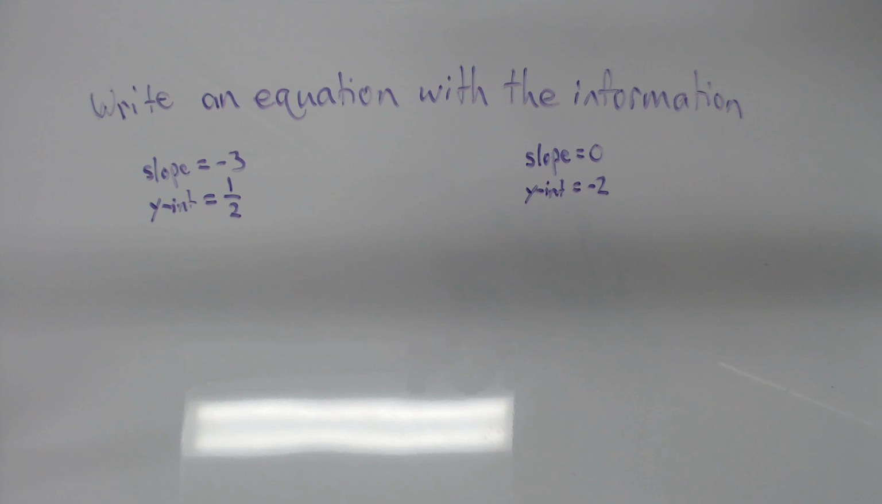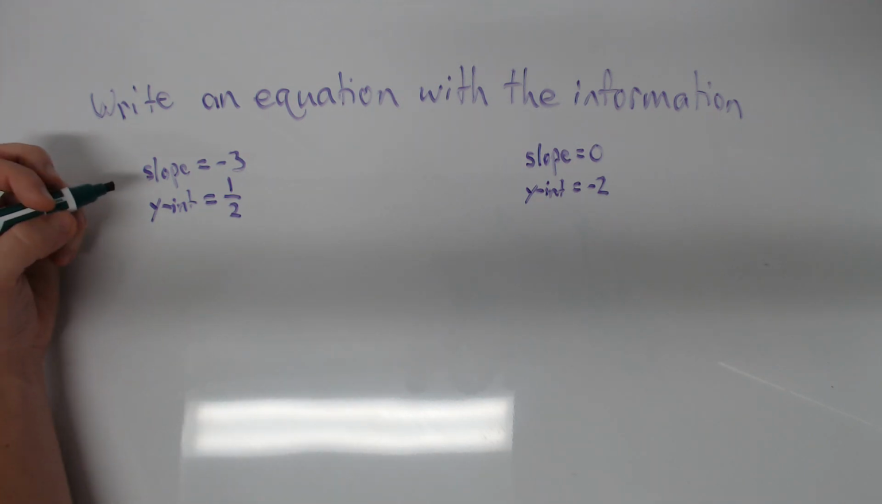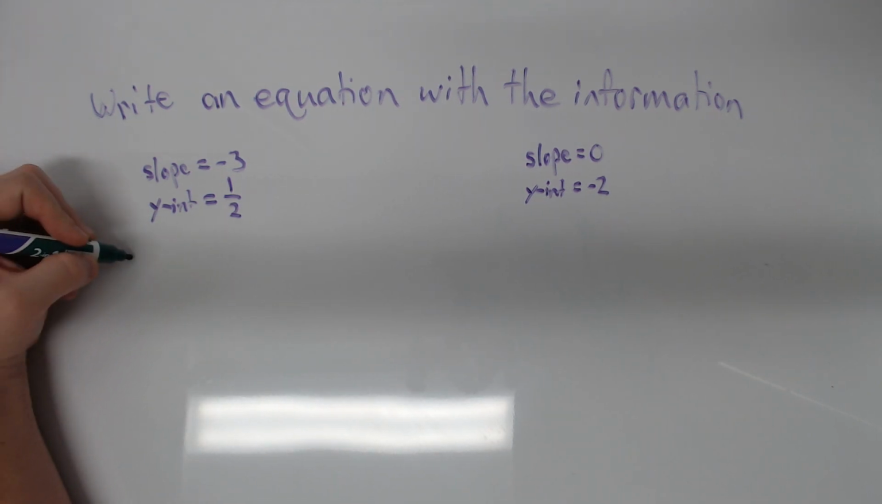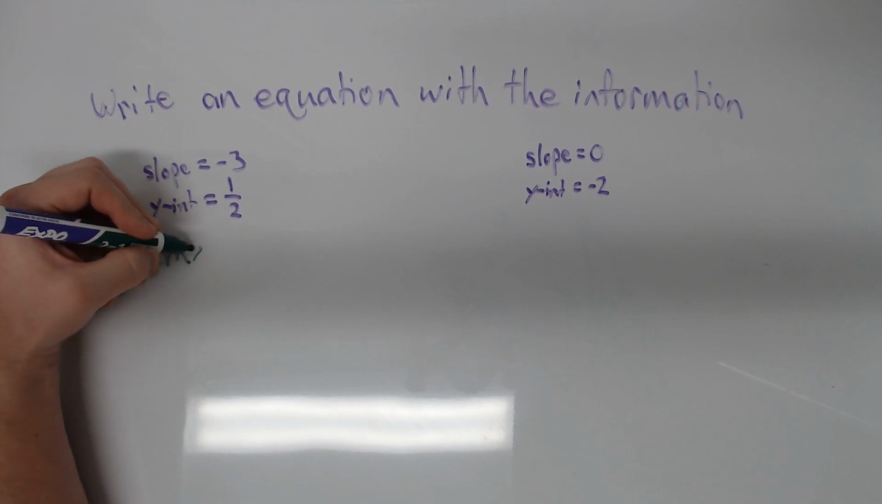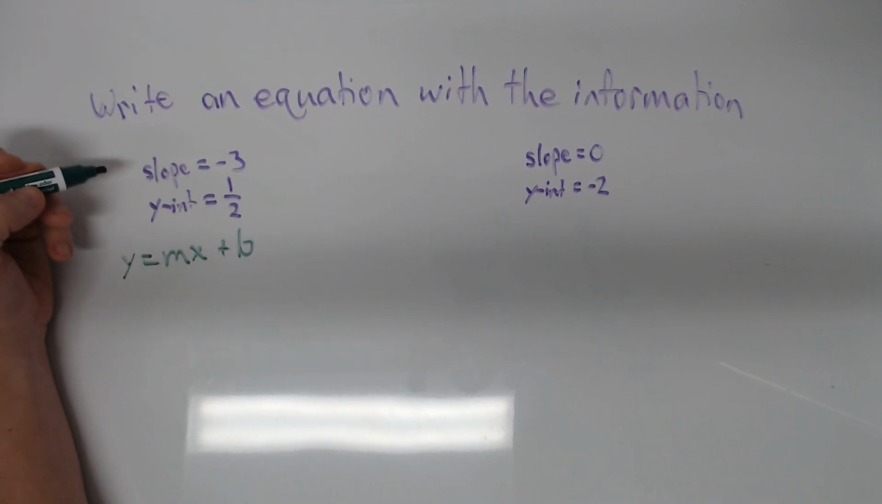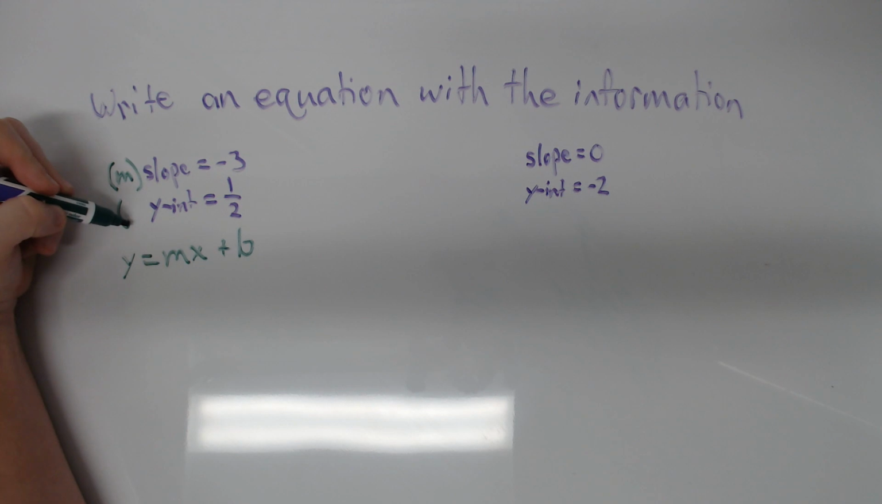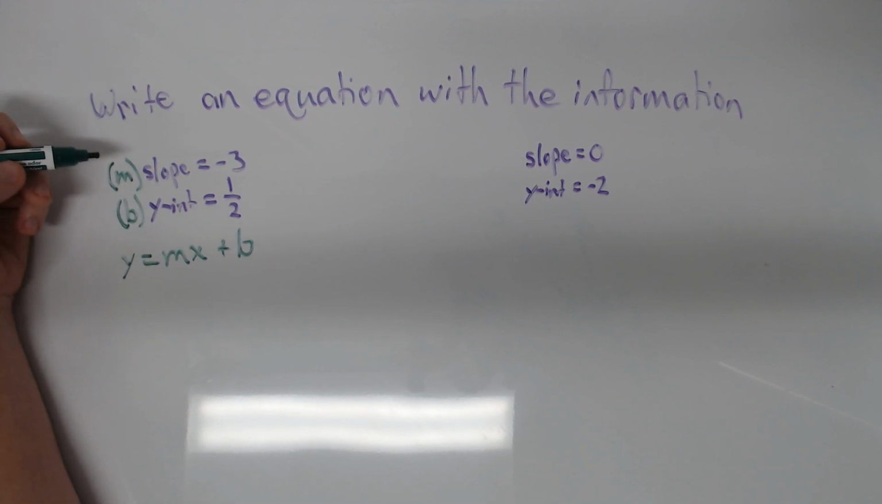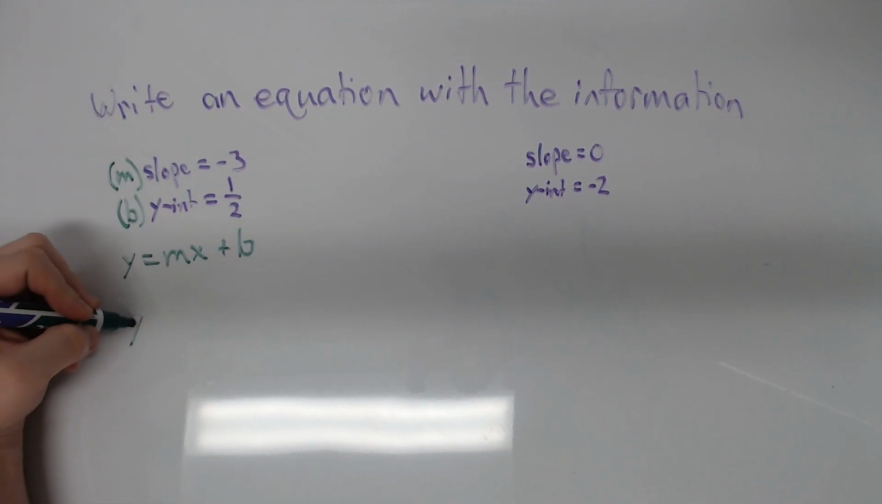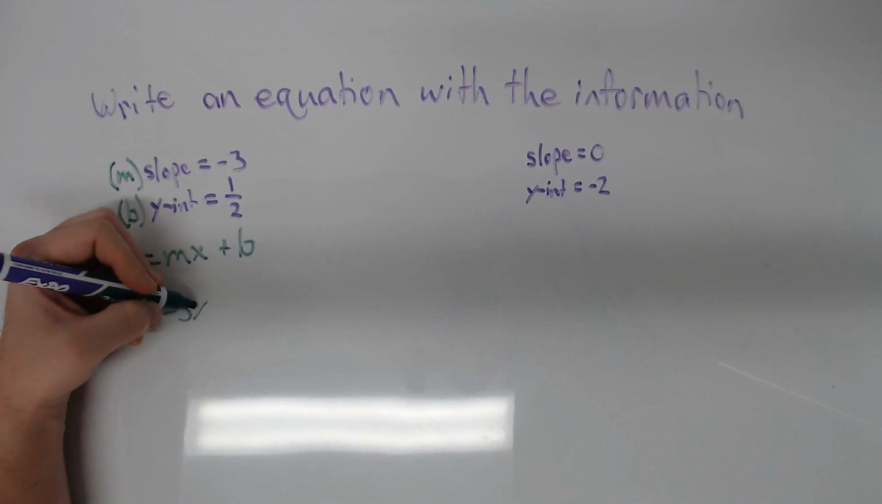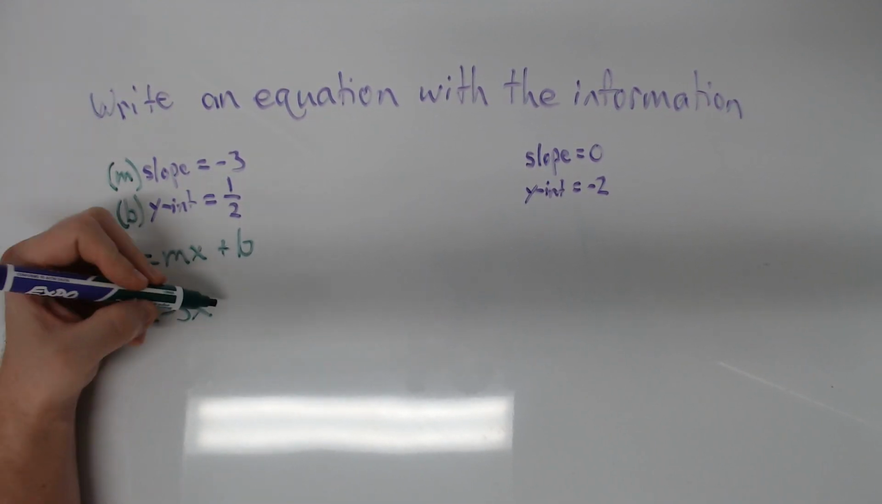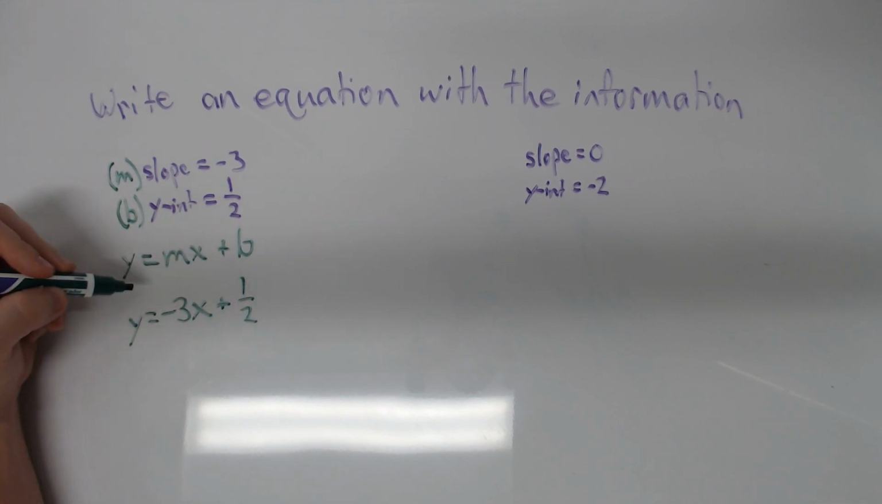This is sort of like our baseline that we can do with this type of lesson: write an equation with the given information. All right, it's slope-intercept form. We're filling in this y equals mx plus b. They give us everything we need. We just need to put it in the right spots. Slope, that's what m stands for. Y-intercept, that's what b stands for. So -3 is going to go for m. x doesn't get filled in. 1/2 is going to go for b.